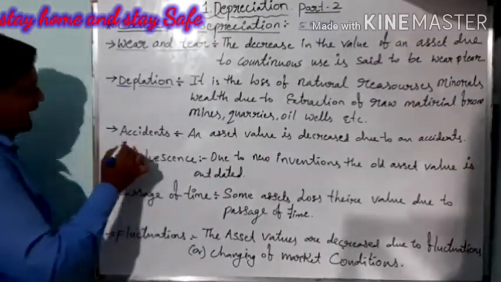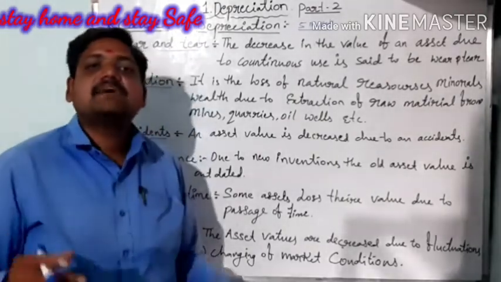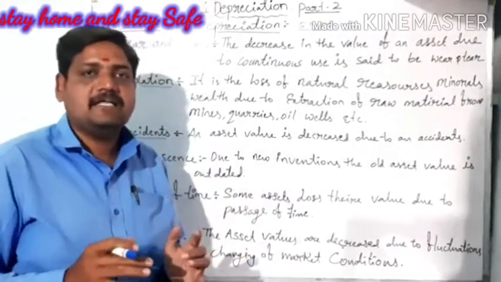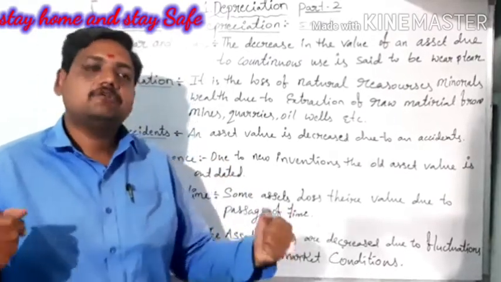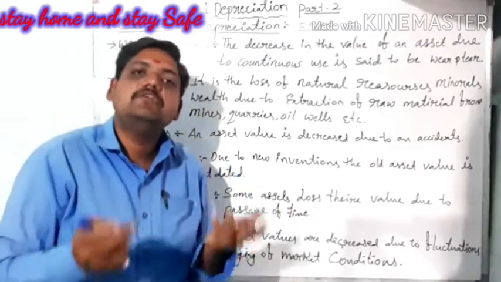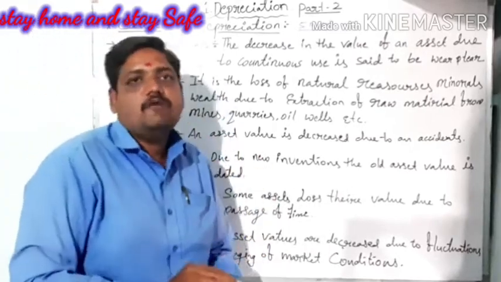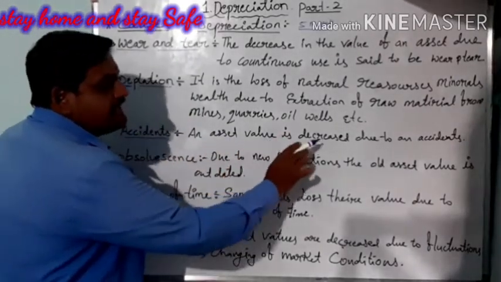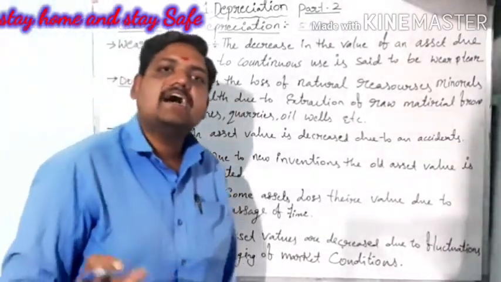Then after that, due to accidents, some asset values decrease. For example, if one motor vehicle crashes with another motor vehicle, that motor vehicle's value may collapse. Collapse means the value decreases. Due to accidents, an asset's value decreases.